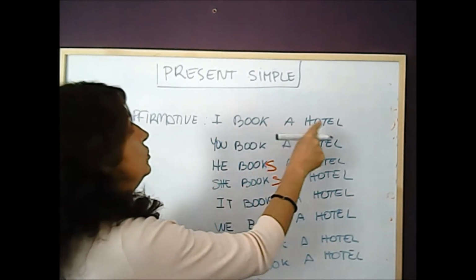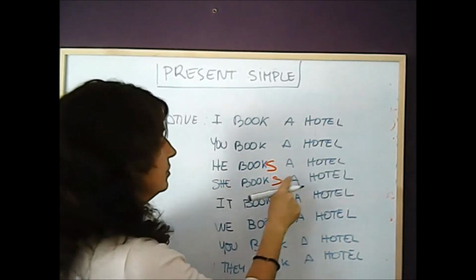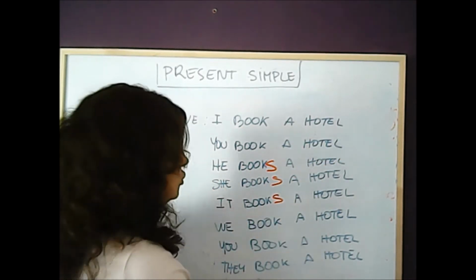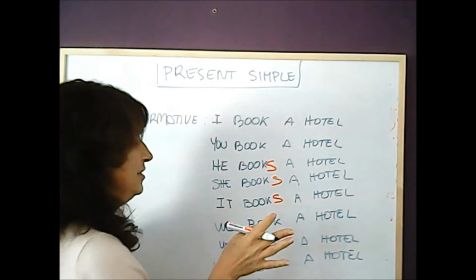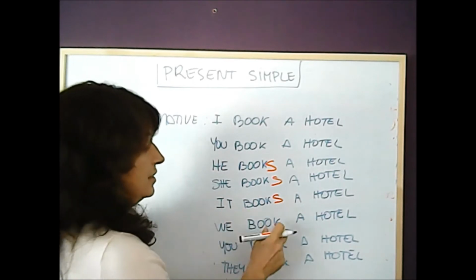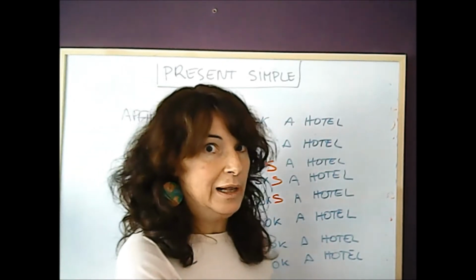Jo reservo un hotel, tu reserves un hotel, ell reserva un hotel, ella reserva un hotel, el gos, la cosa, reserva un hotel, imagina-t'hi. Nosaltres reservem un hotel, vosaltres reserveu un hotel i ells reserven un hotel.